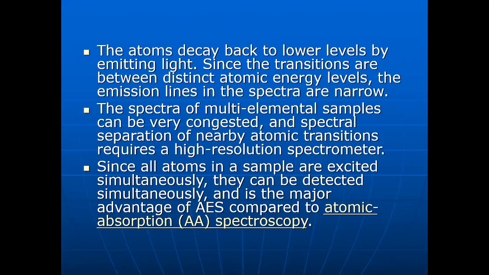So whenever excitation takes place, there will be some absorption. When the energy is gone, the atoms again go back to their original energy level. While coming back to the original level, there will be emission of lines, and that is very narrow. The spectra of multi-element samples can be very congested, and spectral separation of nearby atomic transitions requires high resolution spectroscopy. So when the emission energy is very small, what will happen? We have to use a very high resolution spectrometer. Then only we can calculate this.